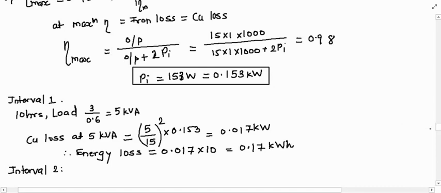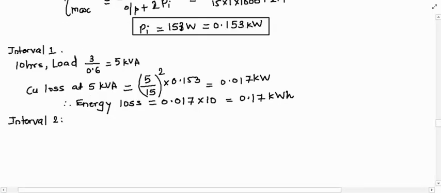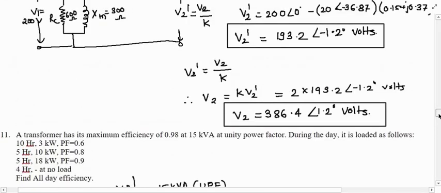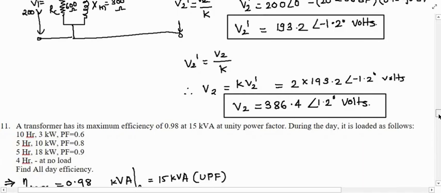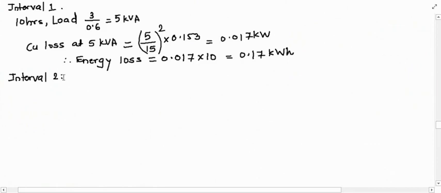I will explain it again properly. Listen, student. For interval 2, now let us find out the energy loss. My interval 2 is 5 hours, 10 kilowatt at power factor of 0.8. So interval 2, 5 hours. What is the load? Load is kW divided by power factor. So 10 divided by 0.8, so it is 12.5 kVA.